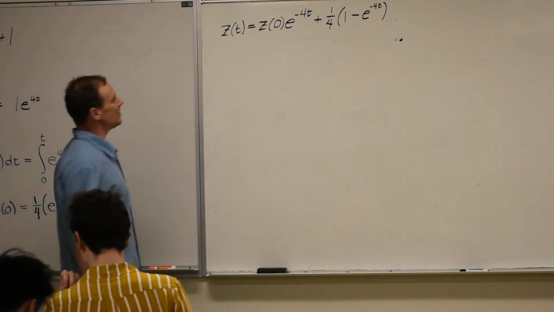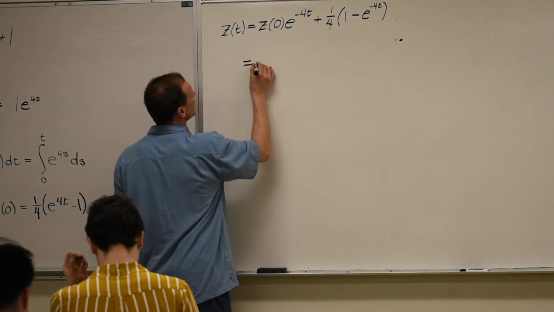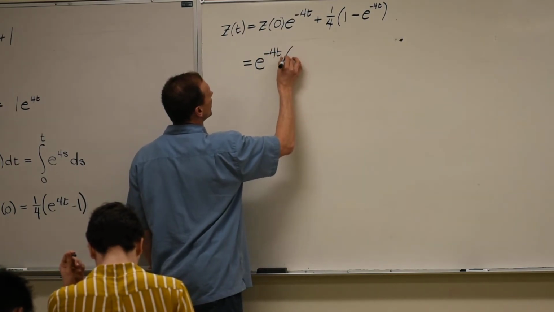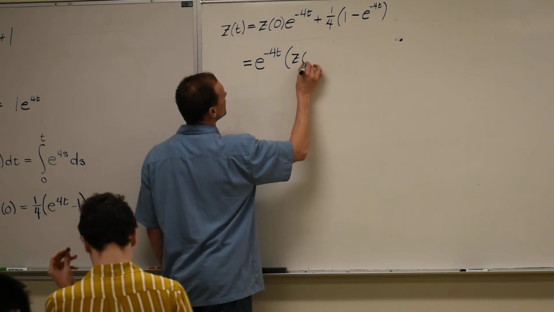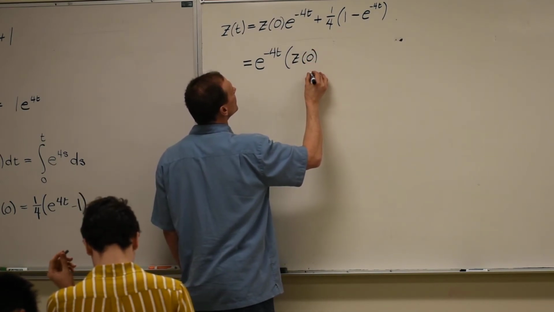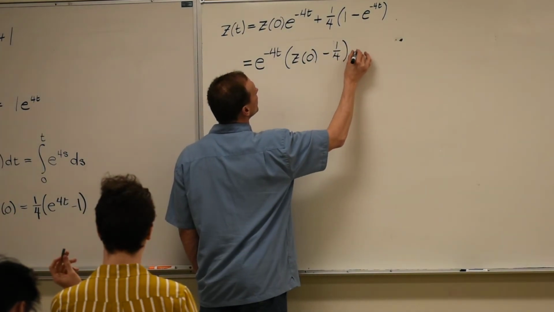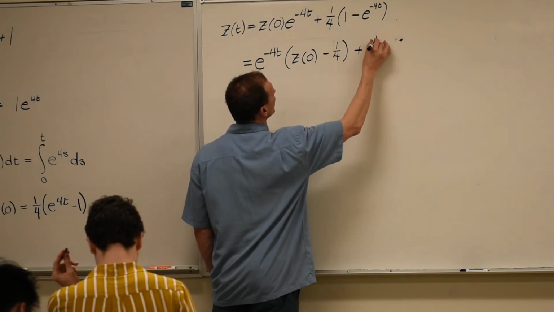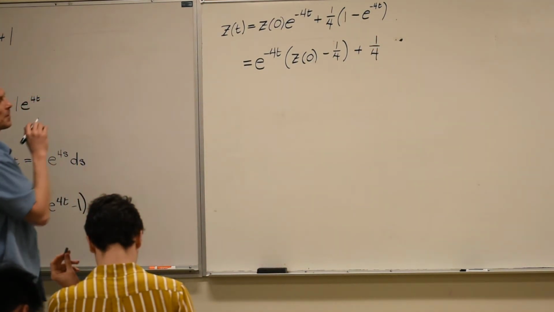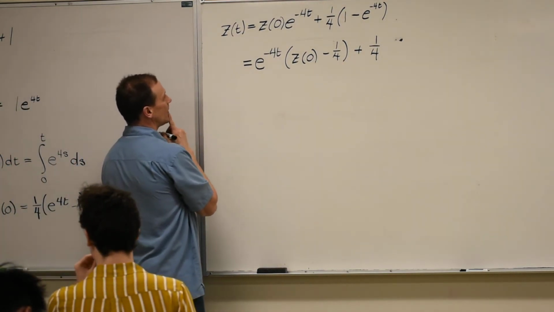I'm going to combine some like terms. I have an e to the minus 4t times z of 0 minus a 4 plus. Did I do that right? Okay.